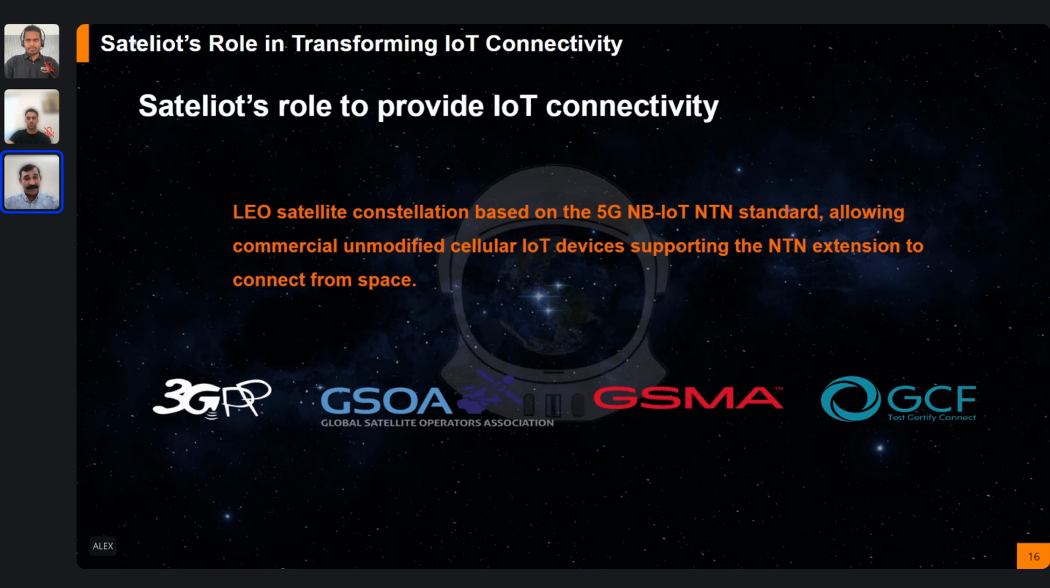We are also a member of 3GPP, GSOA, GSMA, and GCF. From the space sector, we have the largest contribution to 3GPP Release 17. We are also the first member from space in GCF. We are pretty active in pushing the overall ecosystem for the faster, massive adoption of IoT across the globe.